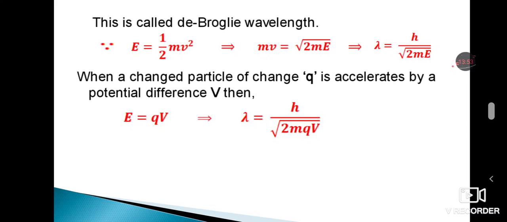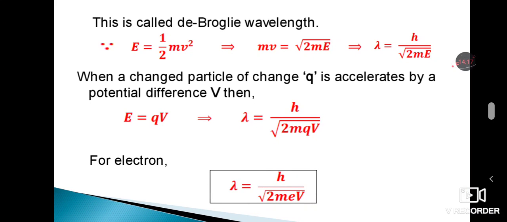That is, we are now considering a charged particle with charge Q, accelerated through a potential difference of V. So this implies lambda is equal to h divided by root of 2mE, where E is replaced by QV. Now for an electron, we can write the equation as lambda is equal to h divided by root of 2m, where Q is replaced by e, for the electron, into V. So this is the de Broglie equation for the electron.